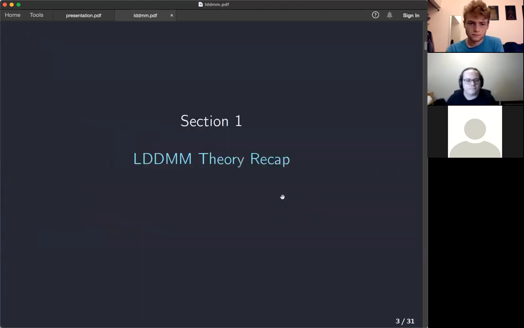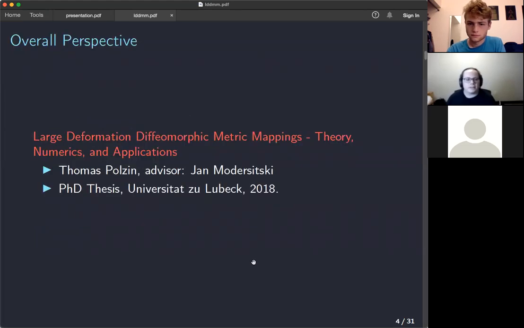So yeah. First, a bit about the theory. LDDMM stands for Large Deformation Diffeomorphic Metric Mappings. And this talk is going to follow a paper or a PhD thesis by Thomas Polzin at Universität zu Lübeck from 2018. He went over the theory, numerics, and applications. His application was mainly for lung volume imaging, although I do cardiac MRI, obviously, so I have a couple different ideas on how I want to use this.